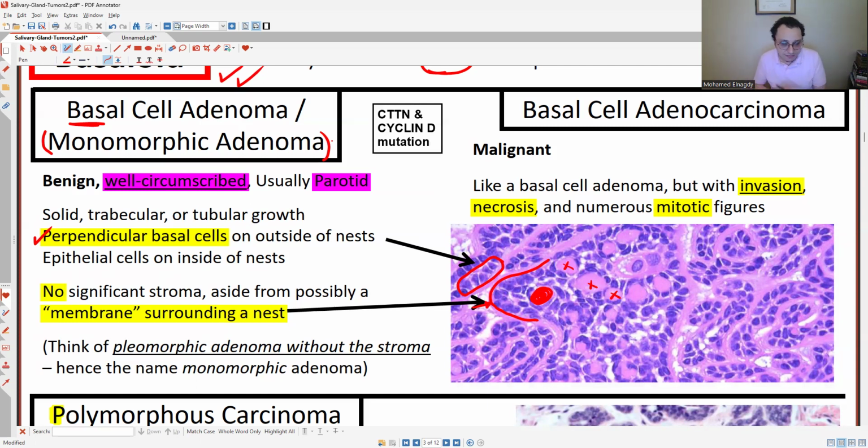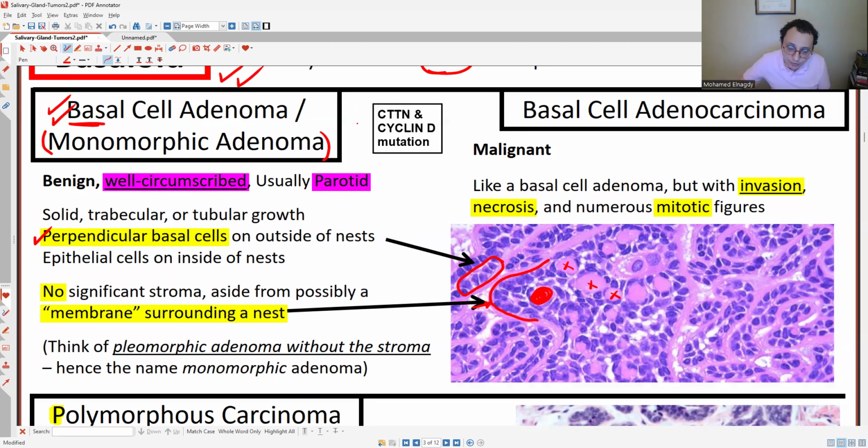But I always remember it as basal cell adenoma, and this is how it comes actually in the questions, in the boards, or in the Q banks. They always put it in the choices as basal cell adenoma. So to remember basal cell adenoma: basement membrane-like material, and basal cells or basaloid cells or blue cells. They're perpendicular to this basement membrane-like material.